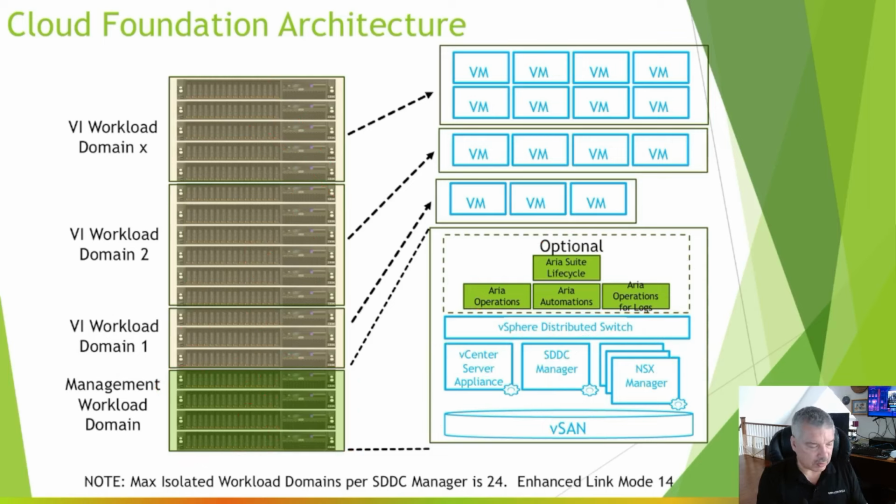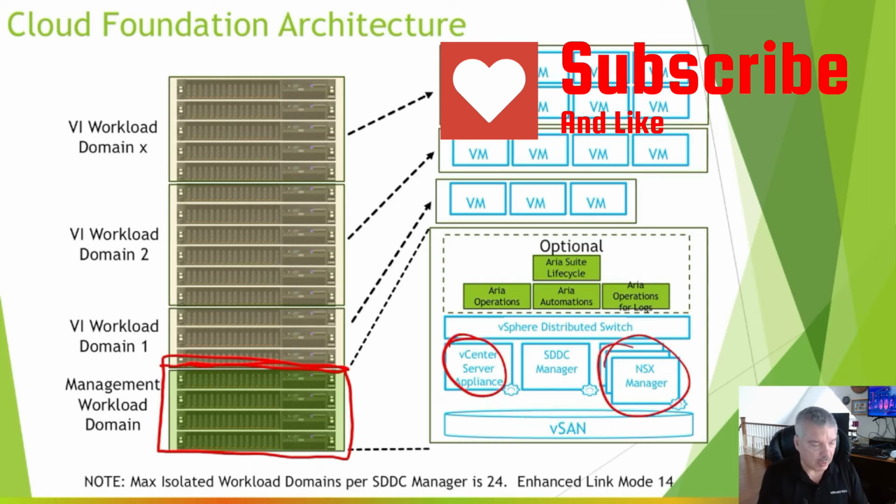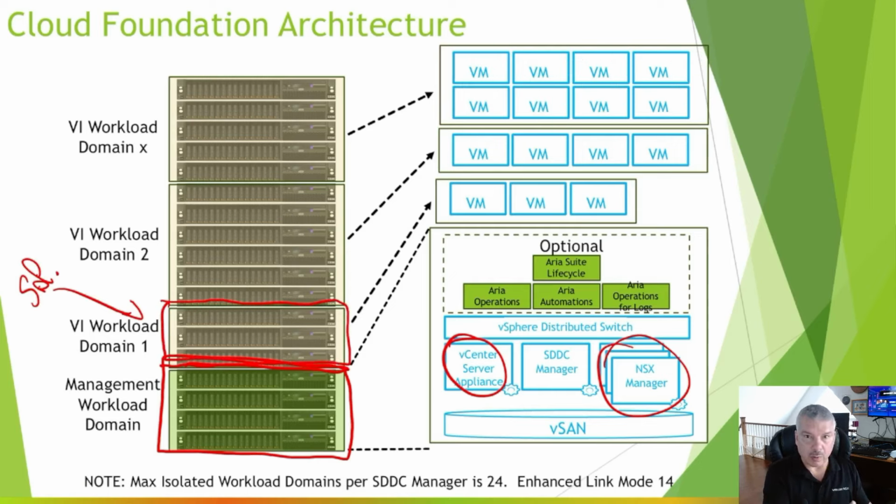So we've got this management workload domain, which is comprised of a minimum of four servers. You can have 8 if you want to do a stretch or whatever. I'll talk about architectures later on, but let's first learn to walk before we run. Inside our management workload domain, you've got vCenter Server, NSX Manager, and ARIA. Now, let's say you want to deploy another workload domain, maybe for my SAP application. I would add 3 more servers and say I want to create a workload domain.